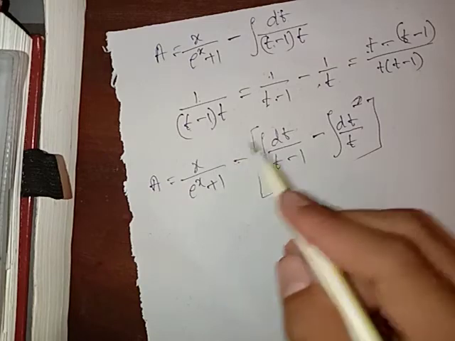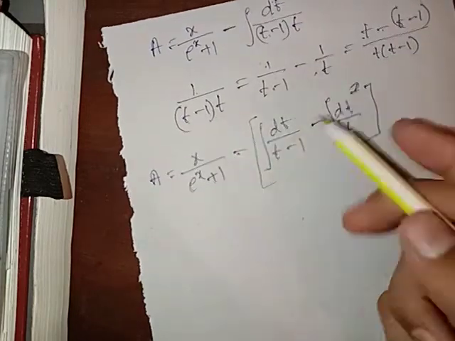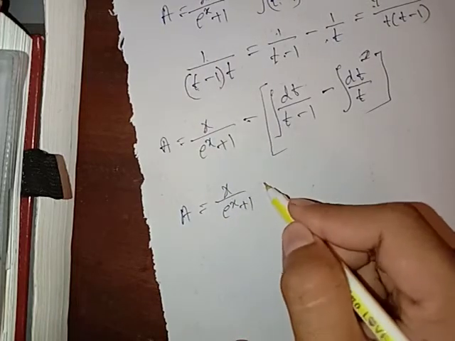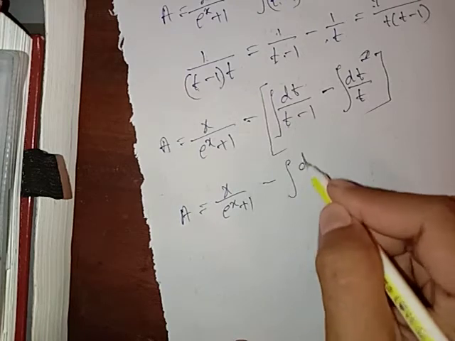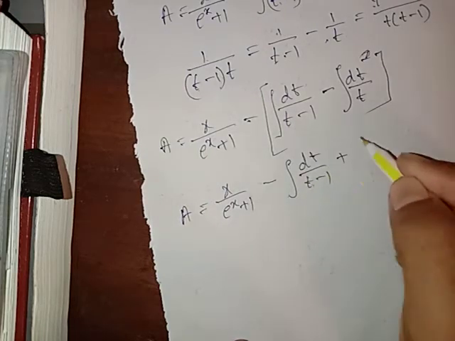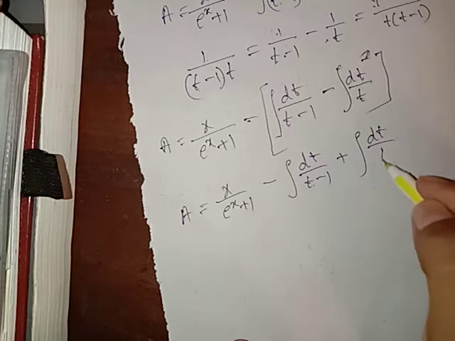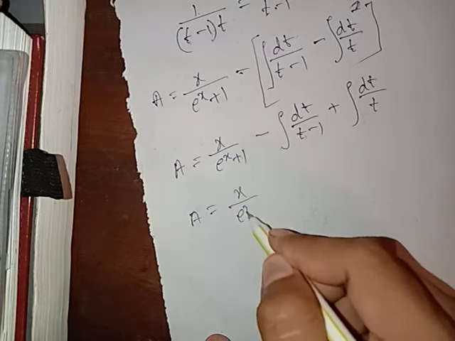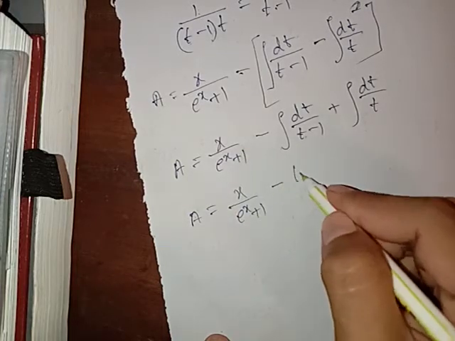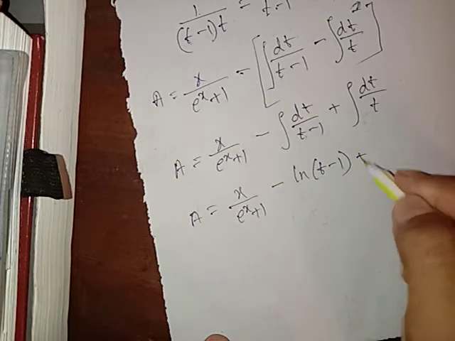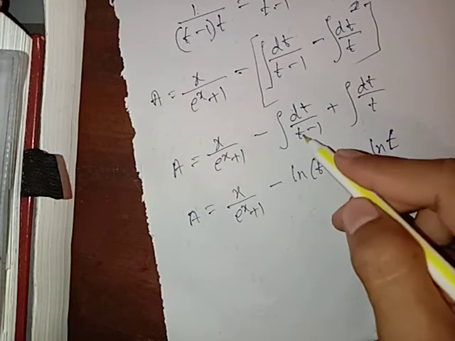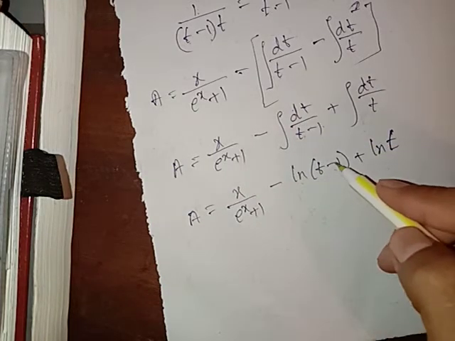So if we move this minus sign to here, we get a is equal to x divided by exponential of x plus 1 minus integration of dt divided by t minus 1 plus integration of dt by t. Now we get a is equal to x divided by exponential of x plus 1 minus ln(t minus 1) plus ln t. Integration of 1 by t minus 1 is ln(t minus 1). Integration of dt by t is ln t.